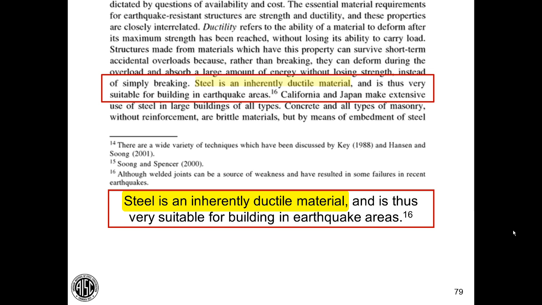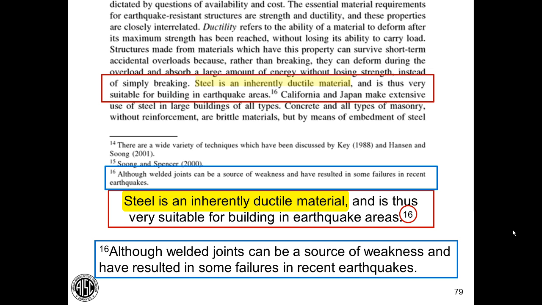Now, the authors also added in a footnote 16. And the footnote 16 says, although welded joints can be a source of weakness and have resulted in some failures in recent earthquakes. So we put it all together, and these authors are saying steel is very inherently ductile material, very suitable for building in earthquakes, but welded joints can be a source of weakness and have resulted in some failures in recent earthquakes. And another site that comes up when we Google that phrase.